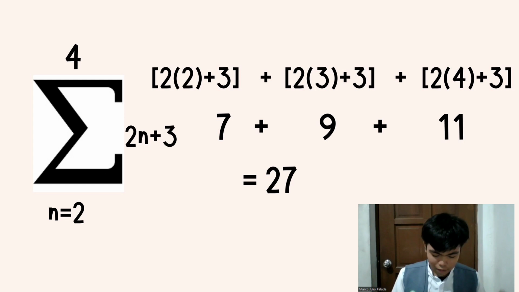And now we got, so the summation of 2n plus 3 from n equals 2 to 4 is 27. And that's it. Thank you.